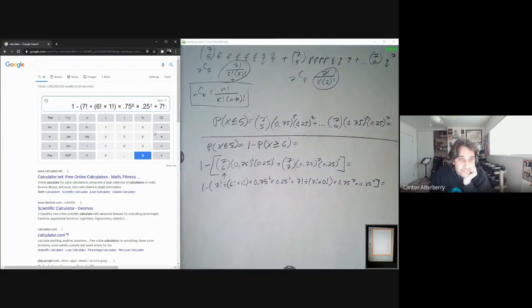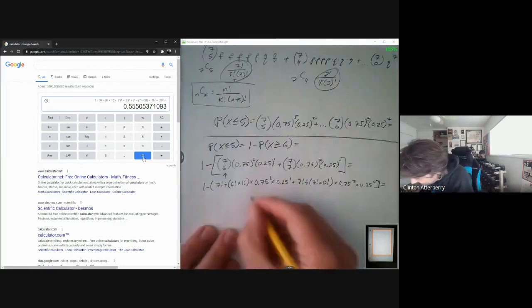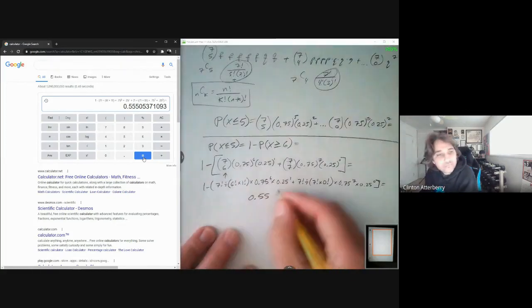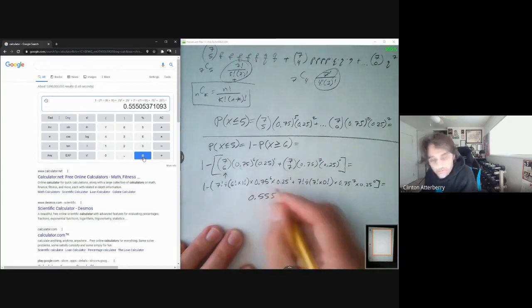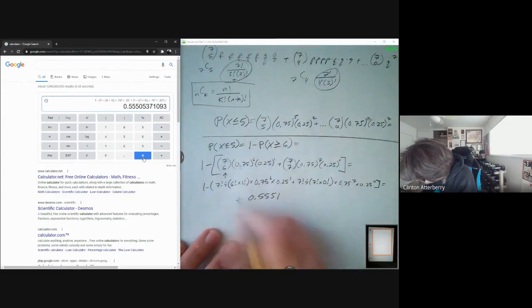So 7, okay, and then this times the success, which is 0.25 to the 0 power, which is just 1. 7 choose 7 is just 1, but it doesn't matter. Regardless, type that in, and I get that lovely answer. So what does that say? That will round to a 1 there at the end.